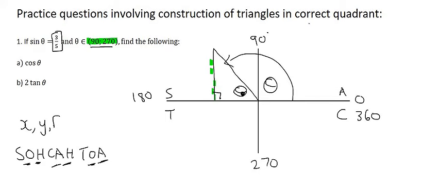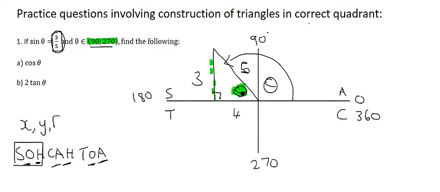Alright, so if we look at SOHCAHTOA, we know that sin is opposite over hypotenuse, and they've told us that the sin is 3 over 5. And so if we look at this angle over here, the opposite of that should be 3, and the hypotenuse should be 5. What you then do is you use Pythagoras and you try to solve this last piece over here, and what you're going to get is a 4.